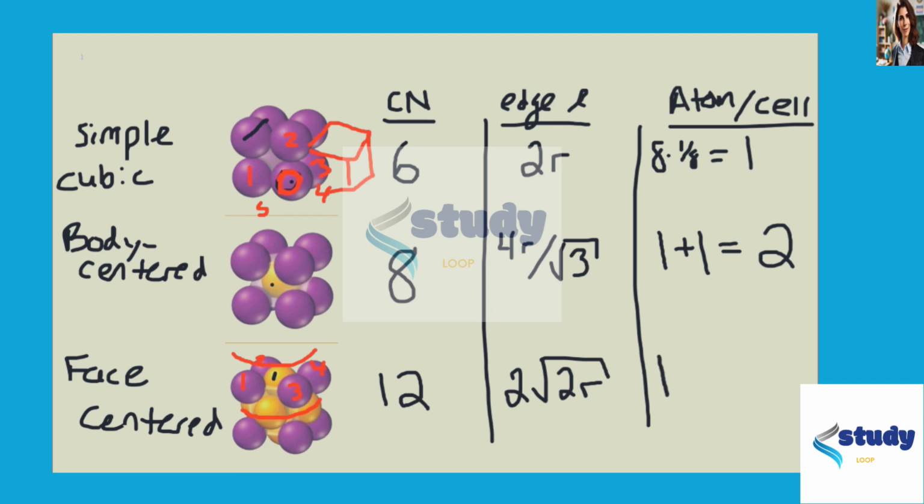And finally, if we consider the face-centered cell, we still have atoms on all of our corners, so we have that 1 tacked there. But we also have 6 atoms sitting on these faces. And because they sit on the faces, half of them are going to be within the unit cell itself, for a total of 3, which is why the net number of atoms per unit cell on a face-centered cubic cell is 4.